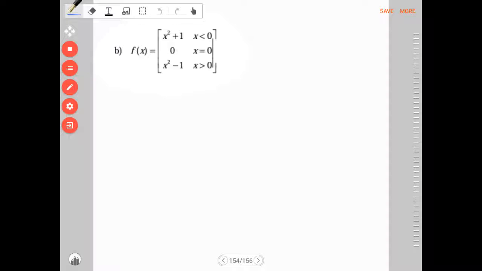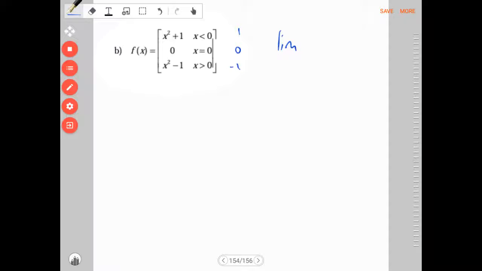All right, B. We're going to do the same thing. We're going to evaluate at x equals 0. So x squared is 0 squared plus 1, so this guy is 1. At x equals 0, the function equals 0. And then at 0, x squared minus 1 equals minus 1. Look, guys, the endpoints don't line up at all. So the limit as x approaches 0 from the right and the left doesn't exist.